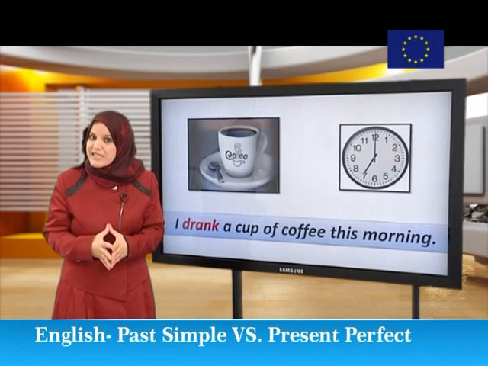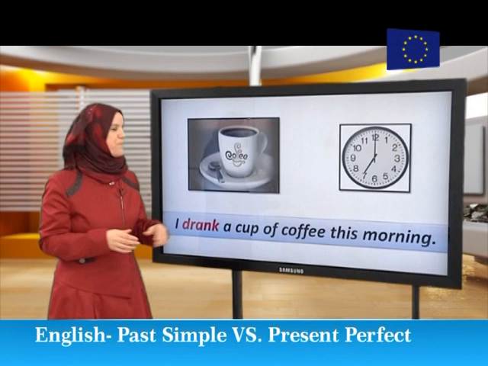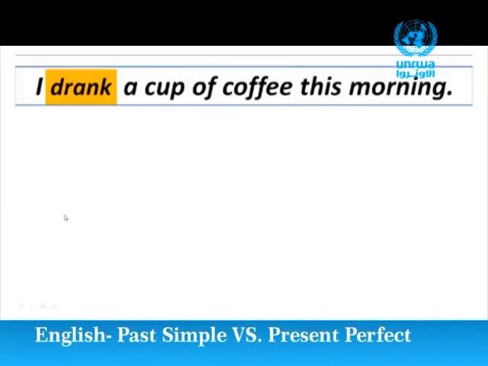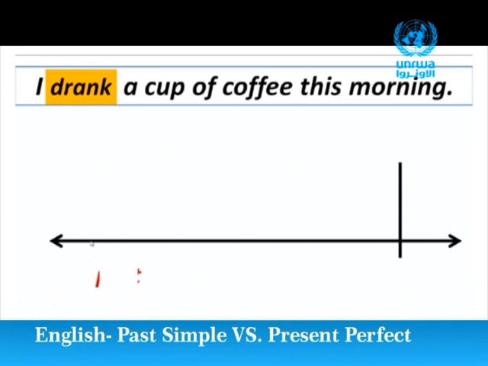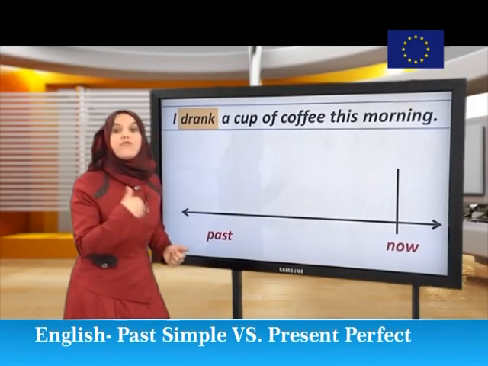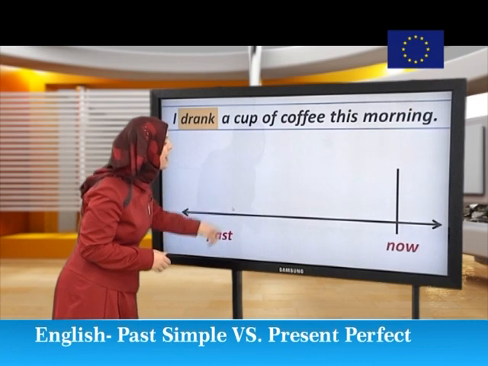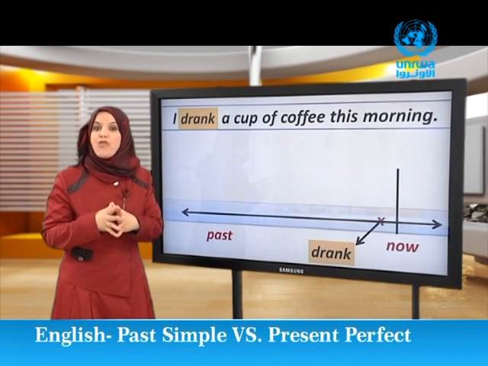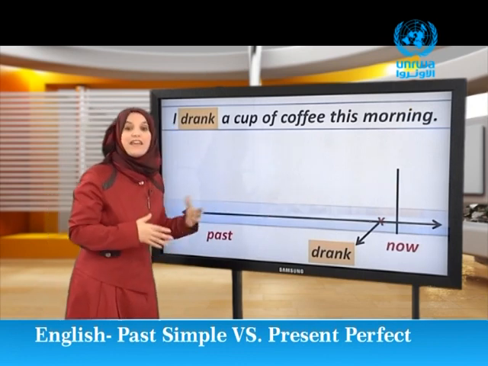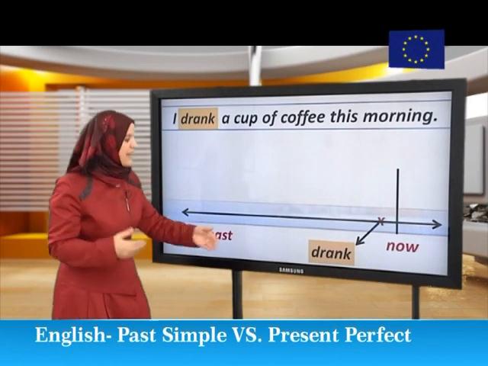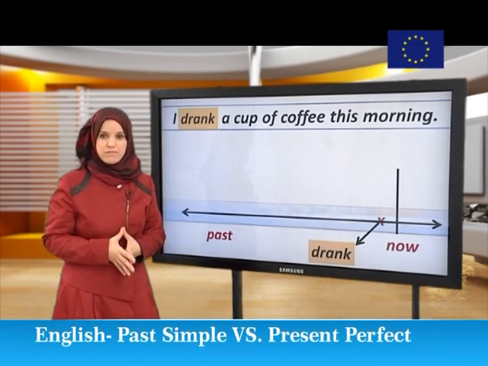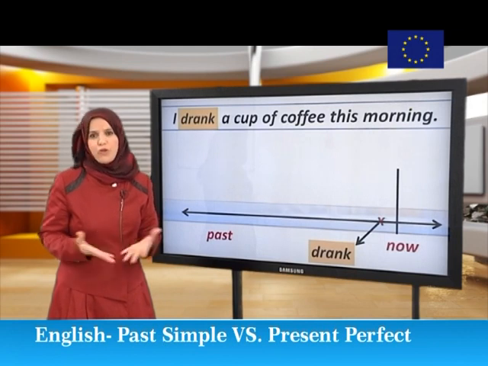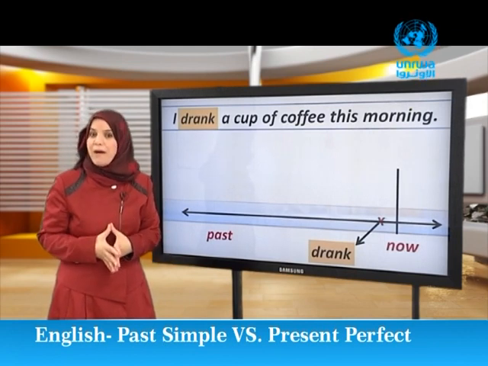Let's explain this sentence again using the timeline. Look. This line shows the past, and this point shows the present now, and that line shows the future. When I say I drank a cup of coffee this morning, I mean this action happened in the past. It began and ended in the past 2 hours ago. It has nothing to do with the present. Am I drinking coffee now? Of course not. We are talking about the past.